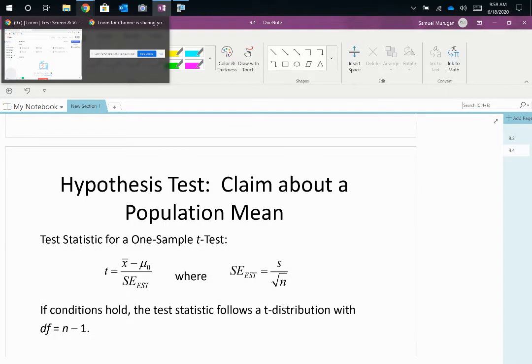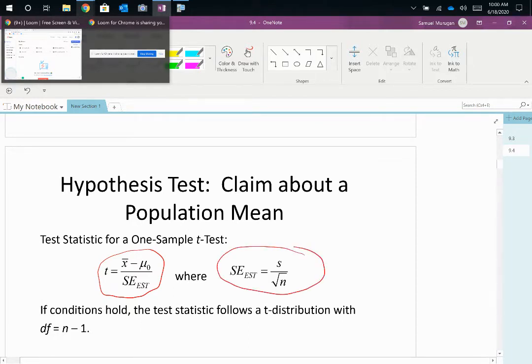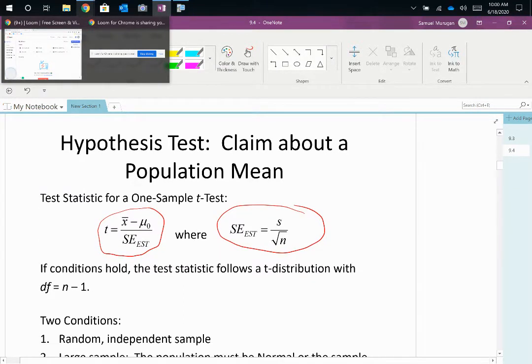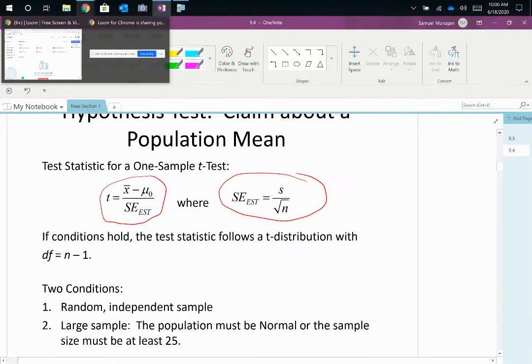If you wanted to see what actually goes on when you compute a test statistic for a one sample test, this is the actual formula, where the test statistic is x bar, the sample mean, minus the null hypothesis value divided by the standard error, and the standard error has to be calculated separately. If conditions hold, the test statistic follows a t-distribution with df equal to n minus 1. This is all done by technology, so we don't really use this formula.